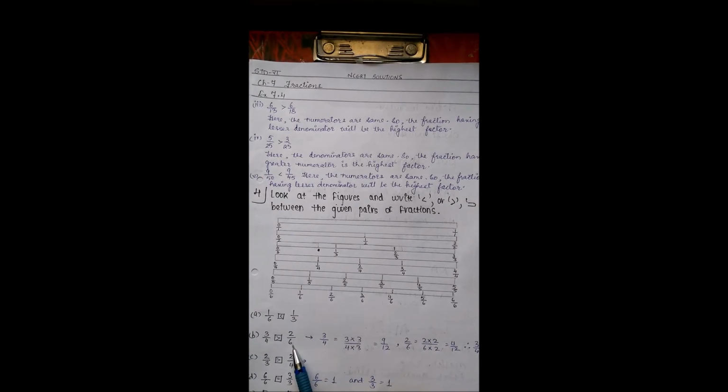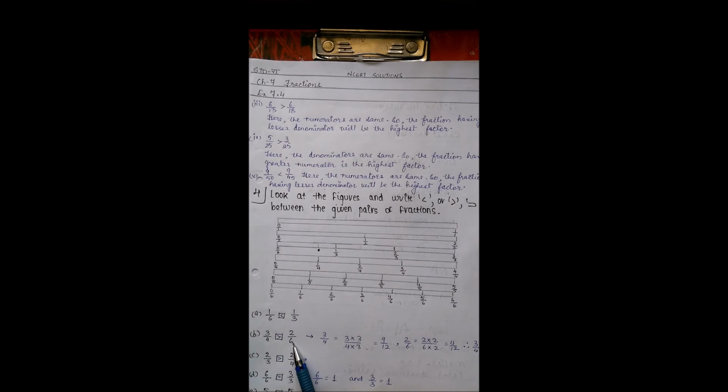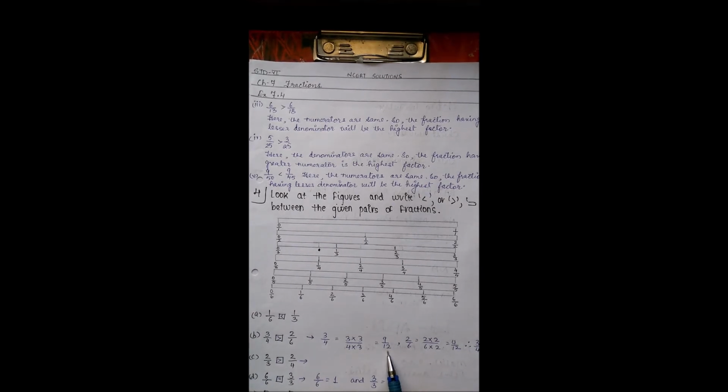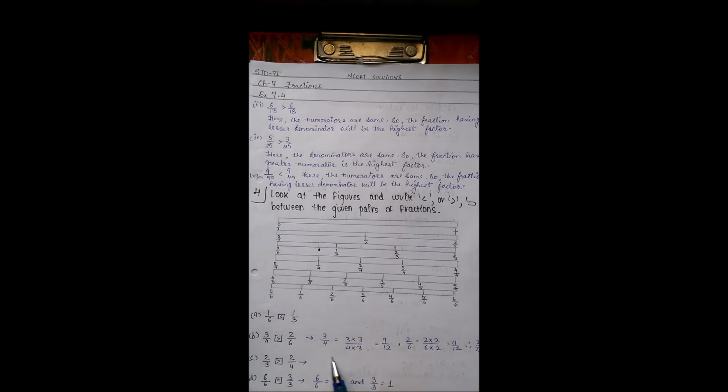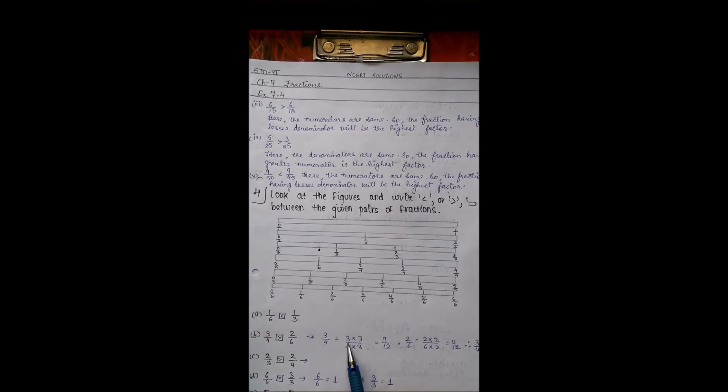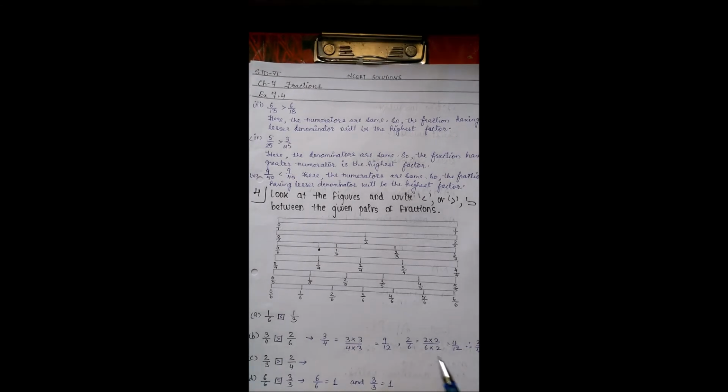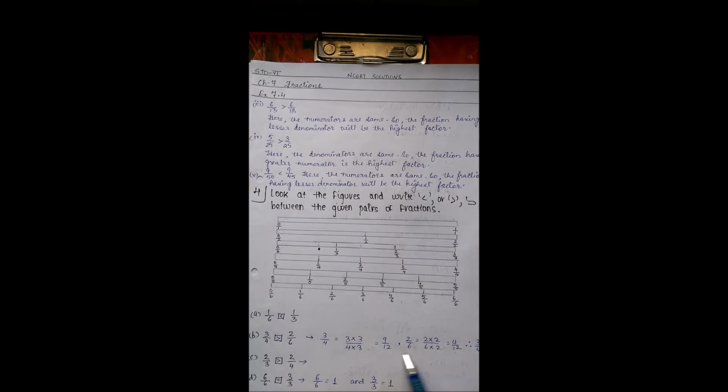3 by 4 and 2 by 6. For 3 by 4, we will make the denominator same first. So 3 by 4, we will multiply with 3, so it will become 9 by 12. And 2 by 6 with 2, so it will become 4 by 12. So which one is greater? It is 9 by 12. That means 3 by 4 is greater than 2 by 6.